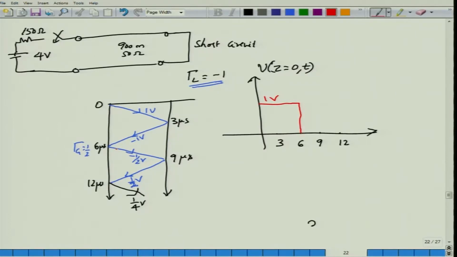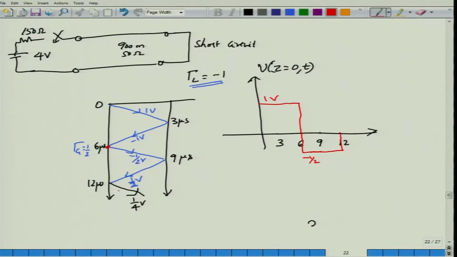However, there is also a minus half volt generated from the generator end and that begins to propagate. Therefore, the voltage at this point is minus 1 minus half plus the previous 1 volt. 1 and minus 1 will cancel, a minus half would still be there. So the voltage here would be minus half, and this would be present until you get to 12 microseconds, at which point a plus half volt coming in from the load side would make this voltage go to 0.